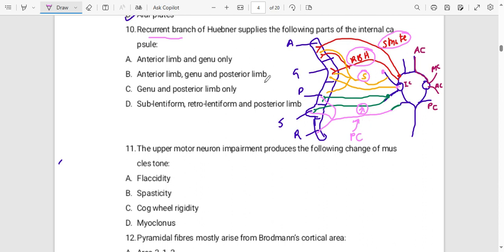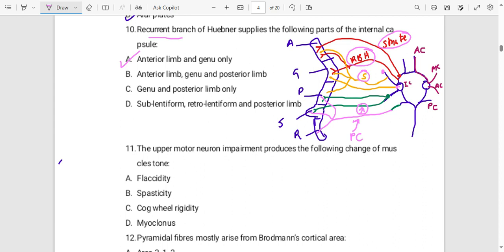All right. So now we can answer: what does the recurrent branch of Heubner supply? Anterior limb and genu only; anterior limb, genu, posterior limb only; or sublentiform, retrolentiform, posterior limb. Anyone that can help? It's A, right? Thank you so much. That is the answer there. A. Okay, question number 11.